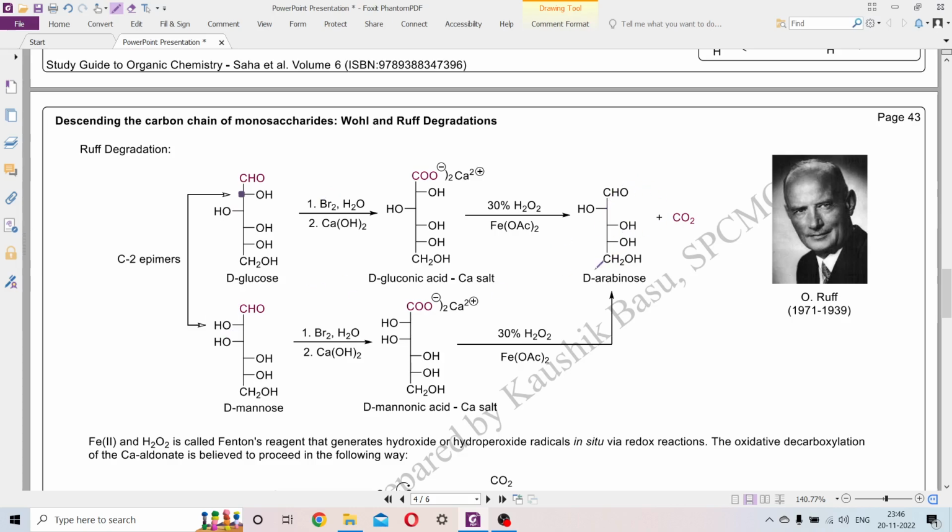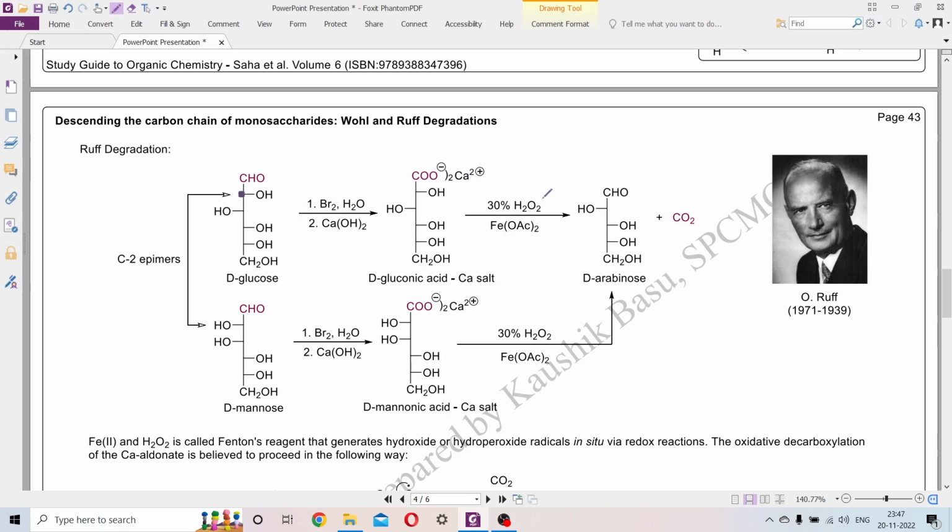Just like we were generating via Kiliani-Fischer, we could generate D-glucose and D-mannose from the D-arabinose. The degradation reaction, either it will be Ruff or it will be Wohl, we start from D-glucose or D-mannose, we ultimately get the same aldopentose, that is the D-arabinose. So how do they do it? First of all, they convert this into the corresponding gluconic or mannonic acids. You can do this by bromine water oxidation, and then you have to convert it to the calcium salt, which is done by treatment with lime.